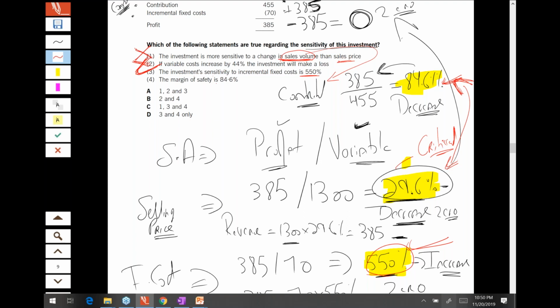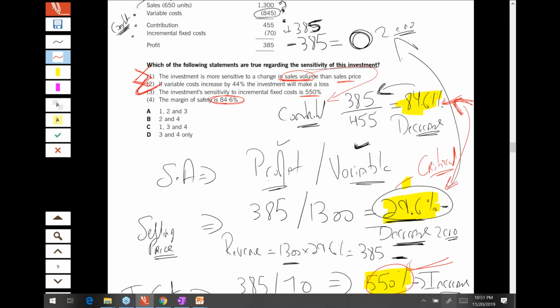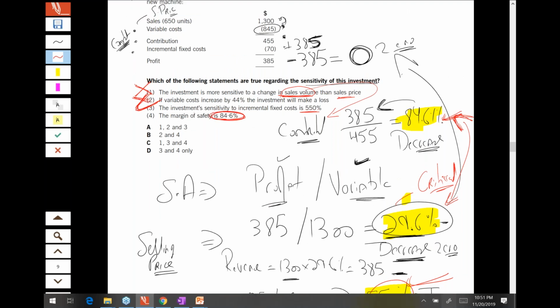And margin of safety is 84.6. So you can work out margin of safety in terms of percentage, which is very simple. Once you work it out, you will get this answer, and D is the right answer.